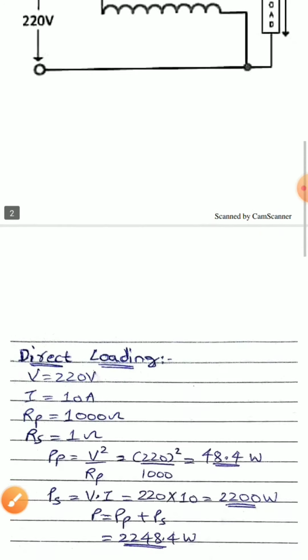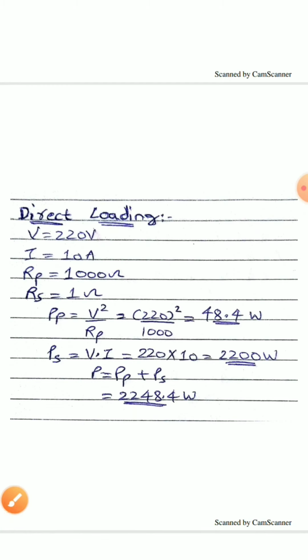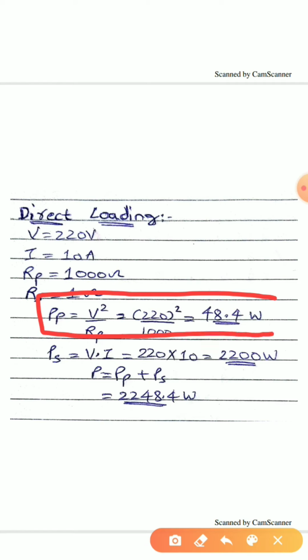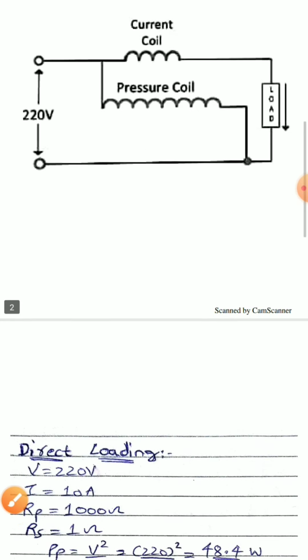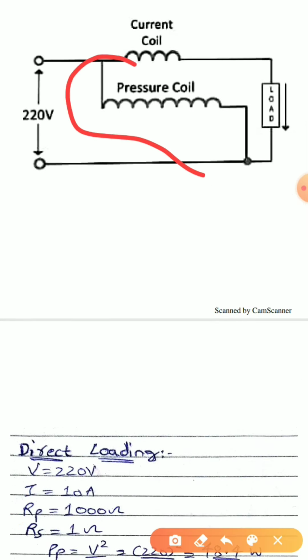Now let us look into the calculations of what all power loss is there. When I am calculating power loss for the pressure coil, I will be using the formula V squared by Rp. From this I can clearly understand that the power loss is 48.4 watts across the pressure coil.